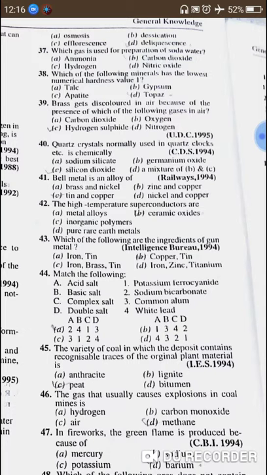Which gas is used for preparation of soda water? And our answer is carbon dioxide. Carbon dioxide is used for the preparation of soda water. Our next question, which of the following minerals has the lowest numerical hardness value? And our answer is topaz. Topaz is the mineral which has the lowest mineral hardness value. Next question, brass gets discolored in air because of the presence of which of the following gases in air? And our answer is hydrogen sulfide. Brass gets discolored in air because of the presence of hydrogen sulfide.